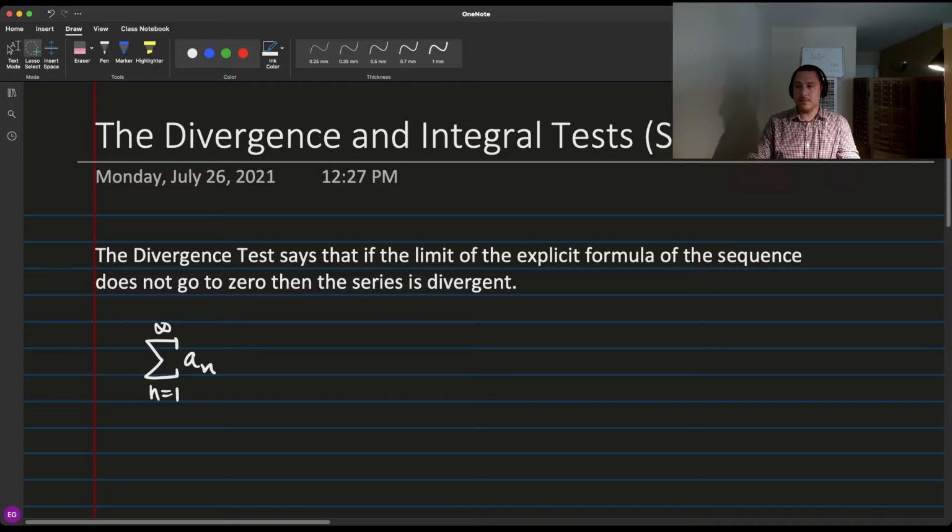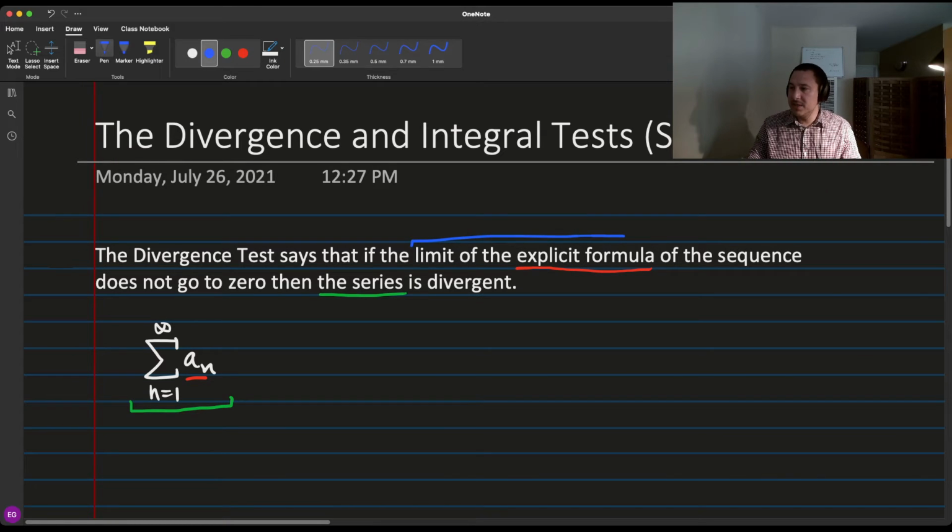So I'll explain what this means. The explicit formula is this a_n. The series is obviously all of this. This is saying that if the limit of the explicit formula does not go to 0, it diverges. So let's say that you take the limit as n goes to infinity of your terms, and it does not go to 0. Then this thing diverges.